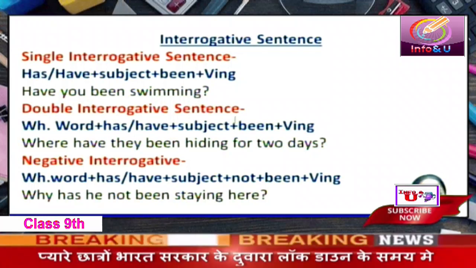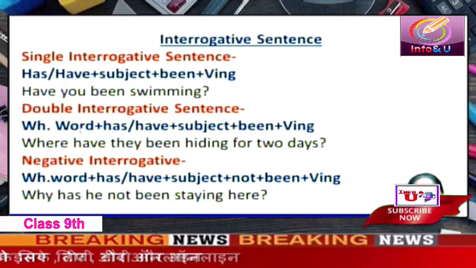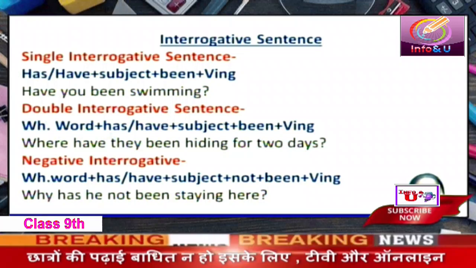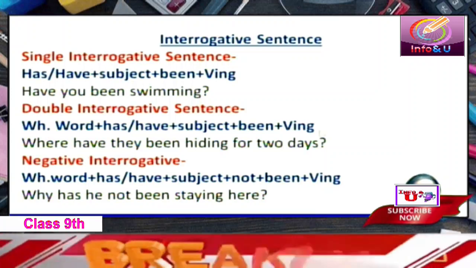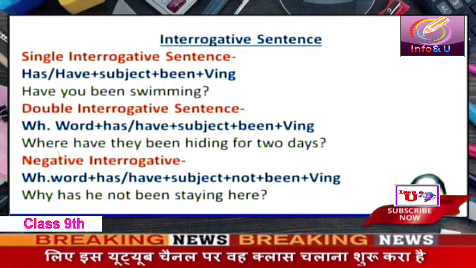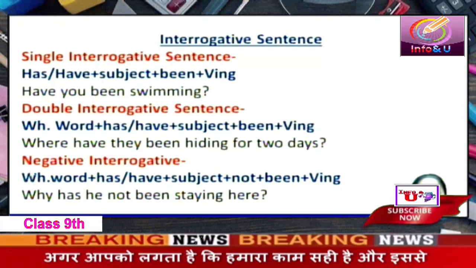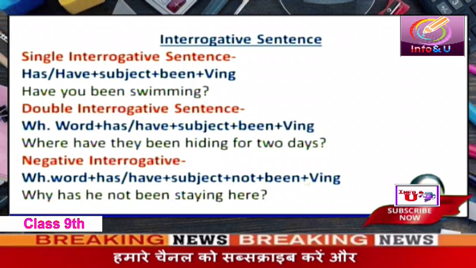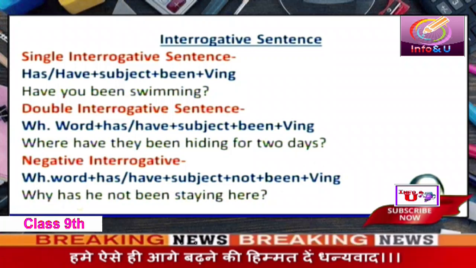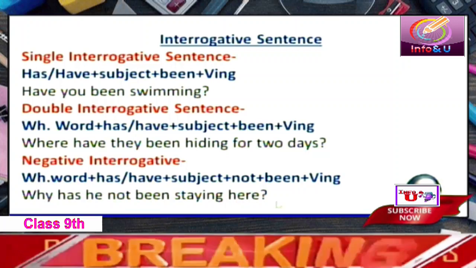For double interrogative sentence, we have the rule WH word plus has or have plus subject plus been plus ing form of the verb. Example is, where have they been hiding for 2 days? For negative interrogative sentence, the rule is WH word plus has or have plus subject plus not plus been plus ing form of the verb. Example is, why has he not been staying here?